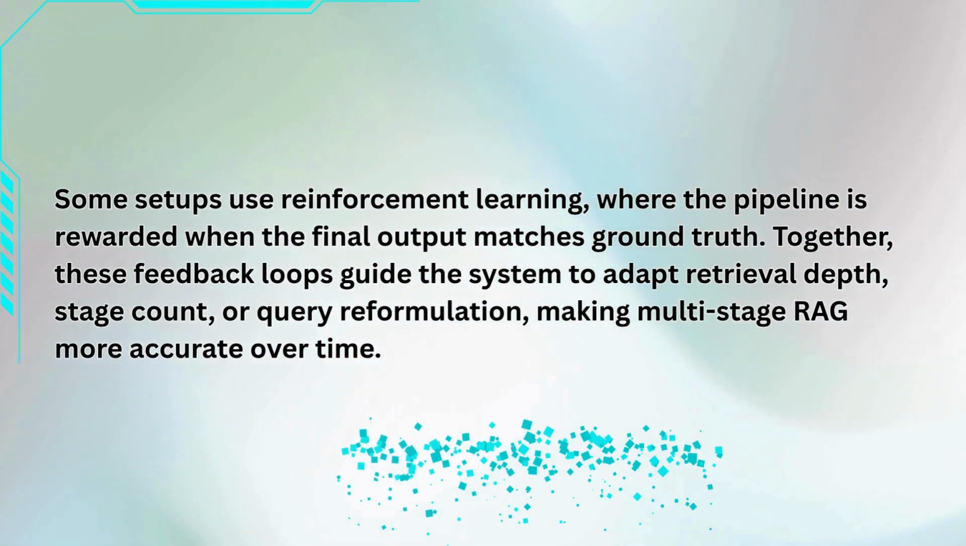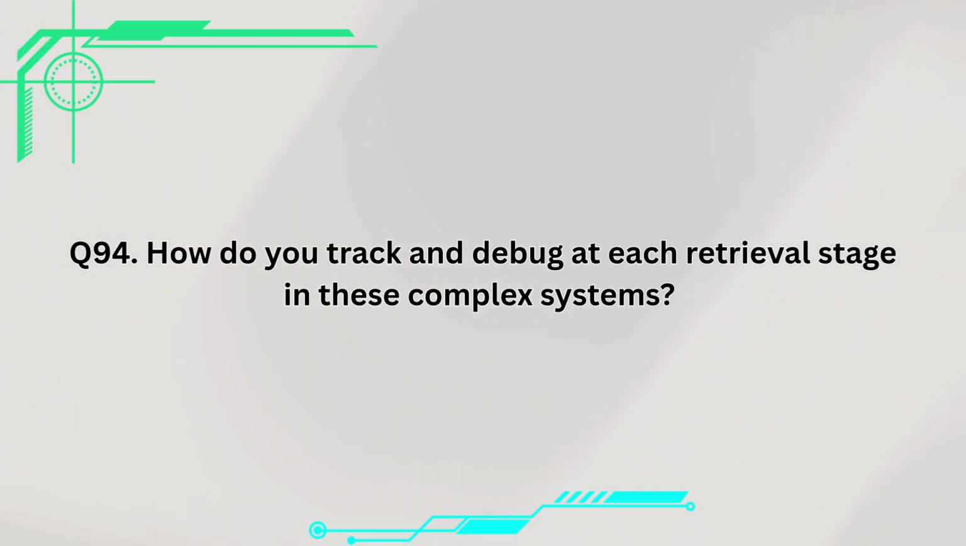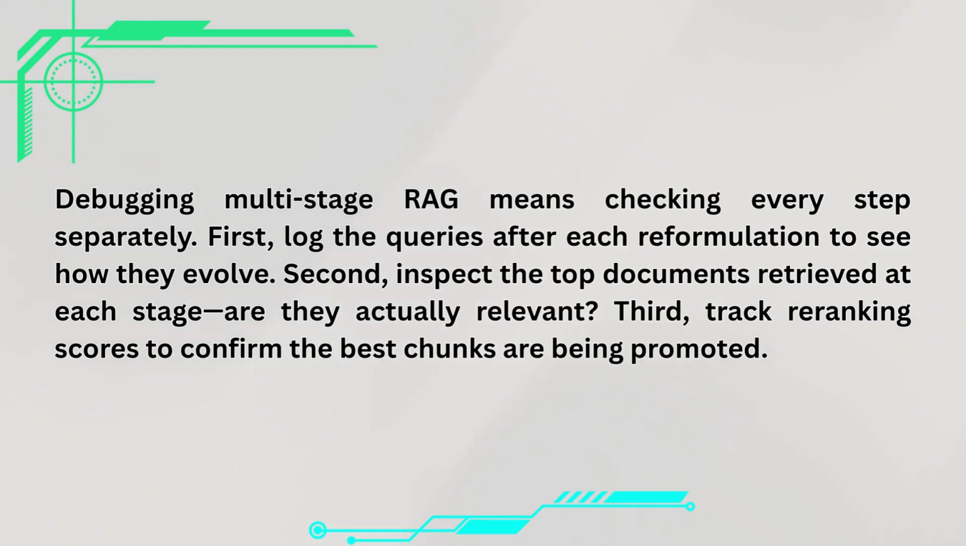How do you track and debug at each retrieval stage in these complex systems? Debugging multi-stage RAG means checking every step separately. First, log the queries after each reformulation to see how they evolve. Second, inspect the top documents retrieved at each stage. Are they actually relevant? Third, track re-ranking scores to confirm the best chunks are being promoted.